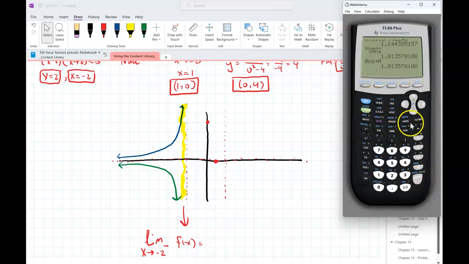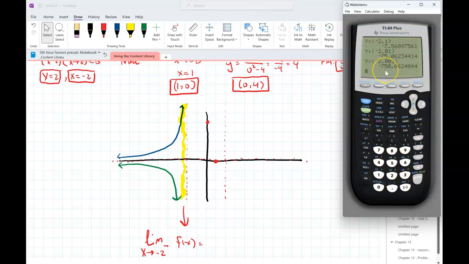And then what I'm going to do is I'm going to go vars, y vars, function, y1. And I'm going to pick some values that are close to -2, but are still smaller than -2. And I'm going to get progressively closer to -2 as I go. So maybe I'll try -2.1. And then -2.01. And -2.001.